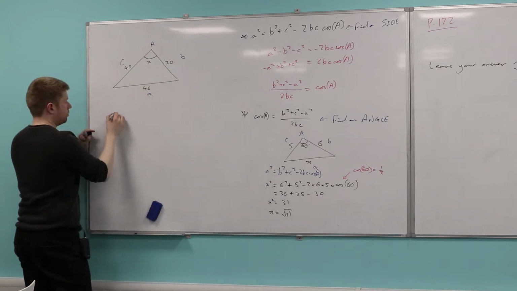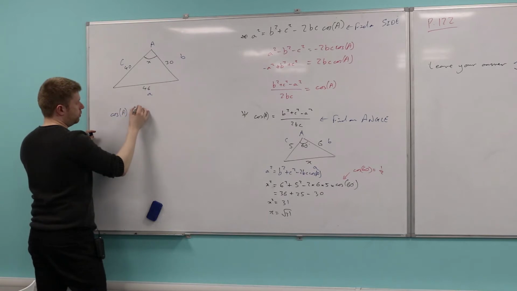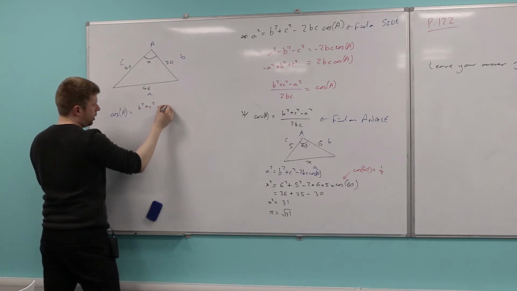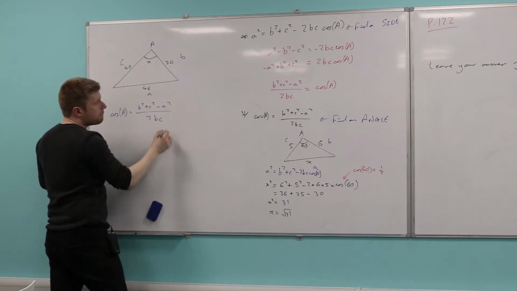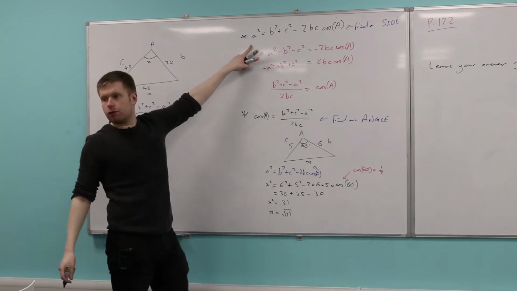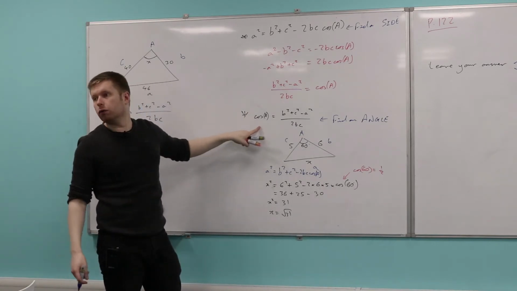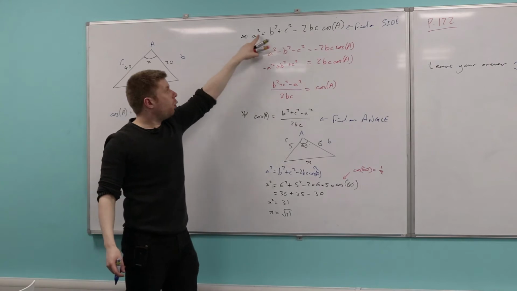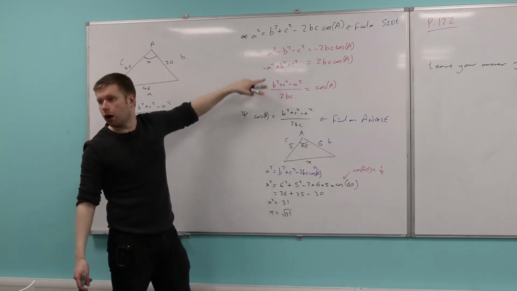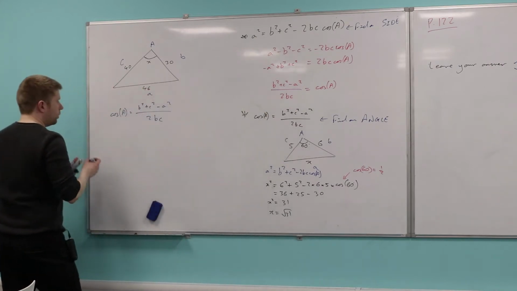So cos A has got to be equal to B squared plus C squared minus A squared, all divided by 2BC. By the way, that formula won't be given in the formula booklet, okay? So either remember it or learn how to rearrange it. It's not that hard, okay? So let's have a look.